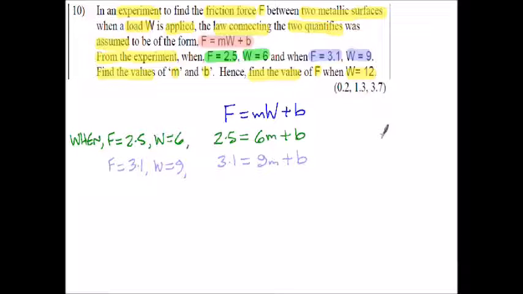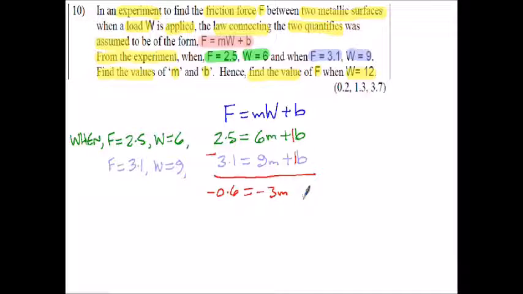So as in the previous question, we can see the coefficient associated with the b is 1 again, so there's no need to factor any equations. We can simply subtract them and find the value of m. We'll eliminate b, find the value of m. So subtracting the equations, 2.5 subtract 3.1 is negative 0.6 on the left hand side, and then 6m take away our 9m is negative 3m.